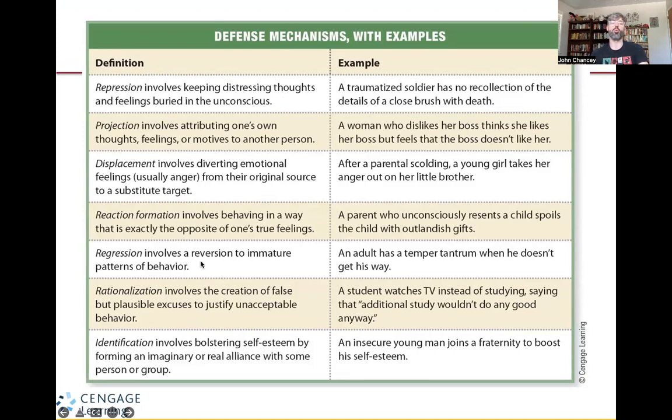Regression is when you revert to a more immature state, so an adult having a temper tantrum, kind of like a child. This is not an exhaustive list, so make sure you read over the textbook. And according to Freud, these are reflections of conflict that have gone unresolved, probably from childhood, probably from an earlier stage of development.